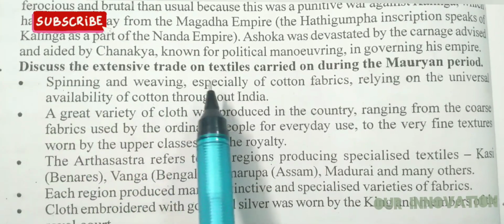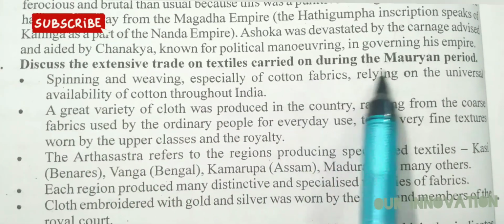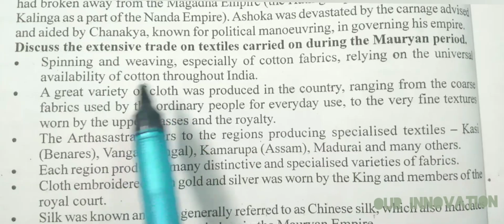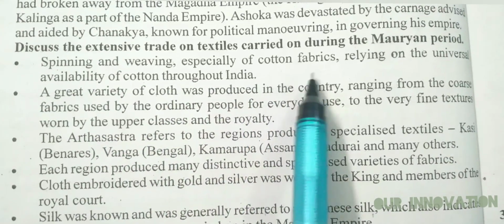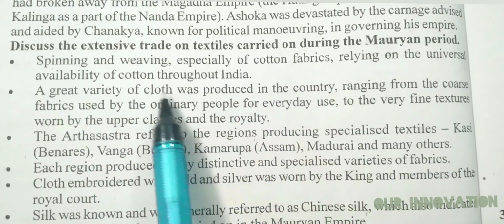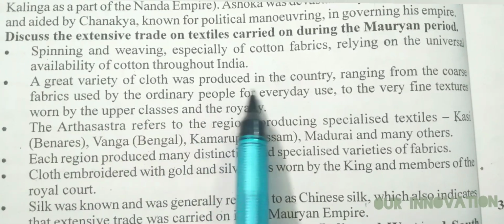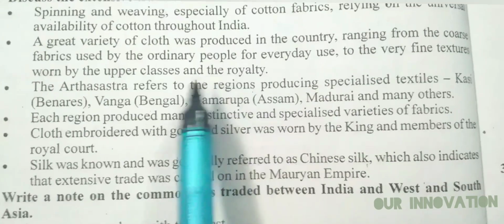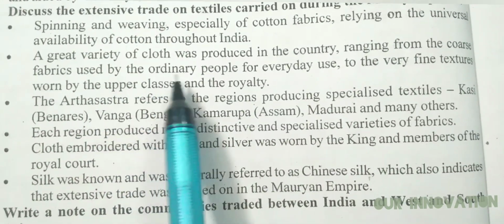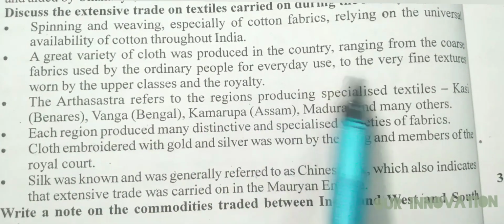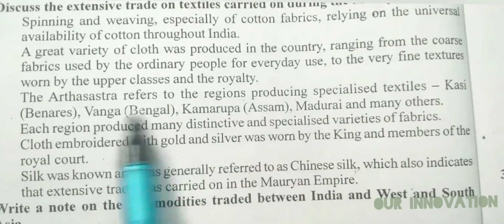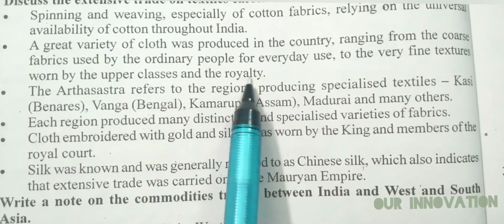Discuss the extensive trade in textiles carried on during the Mauryan period. Spinning and weaving, especially of cotton fabrics, relied on the universal availability of cotton throughout India. A great variety of cloth was produced in the country, ranging from the coarse fabric used by ordinary people for everyday use to the very fine textures worn by the upper classes and the royalty.